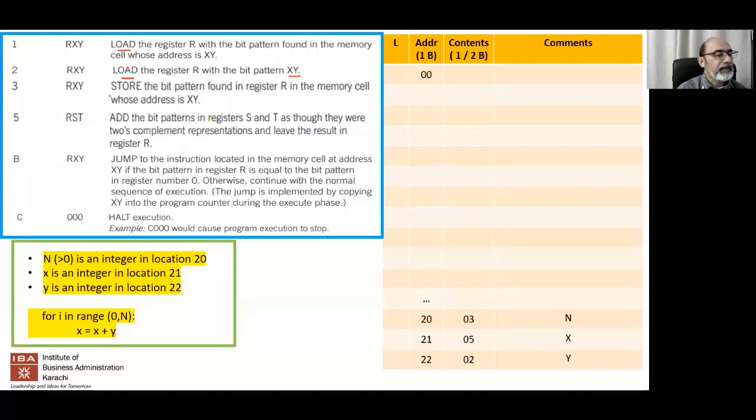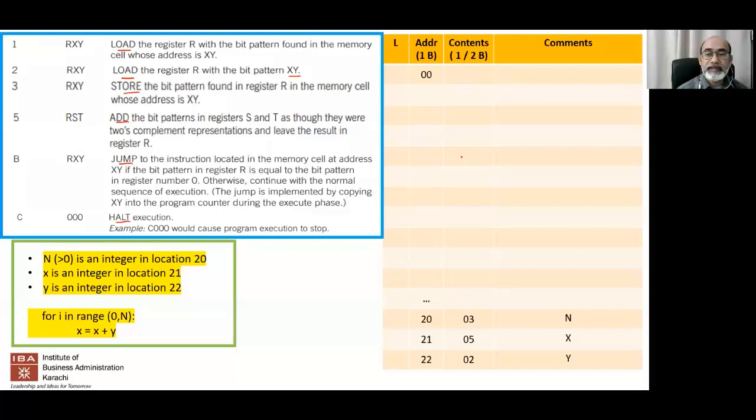Then this is a store, which is doing the reverse. This is an add operation, this is a jump operation, and this is a halt operation. Okay, so you've seen all of these. So now let's see how we can implement this. So this is where now I need your help.